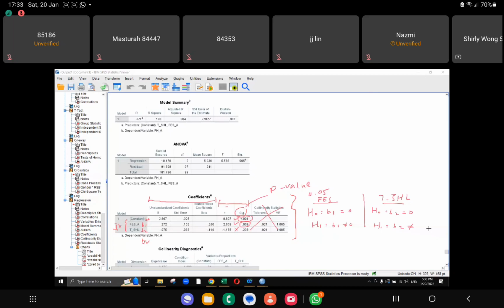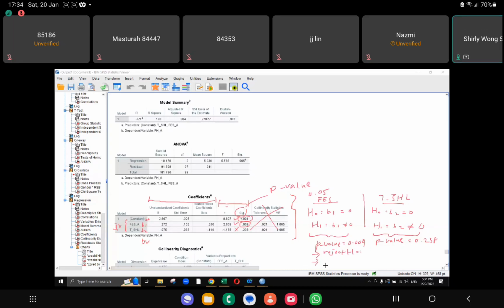So for this part, the P value is equal to 0.009. So reject or do not reject? Reject. So this one you reject. You reject the null hypothesis, right? So when you reject the null hypothesis, it means it's significant.